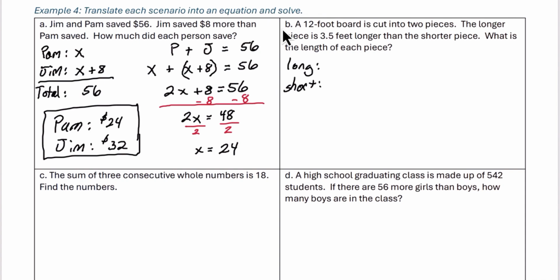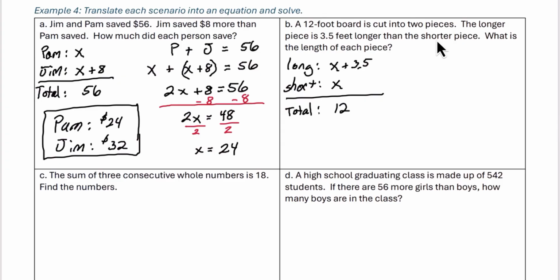But one of those we know something about. We know that the longer is 3.5 feet longer than the short piece. The short piece we know absolutely nothing about. So the part that you know nothing about becomes your variable, X. X, the short piece, we know nothing about. The longer piece we can write in terms of the short piece. The longer piece is 3.5 feet longer than the shorter piece. So it is the short piece plus 3.5. And we know that their total is 12 feet long.